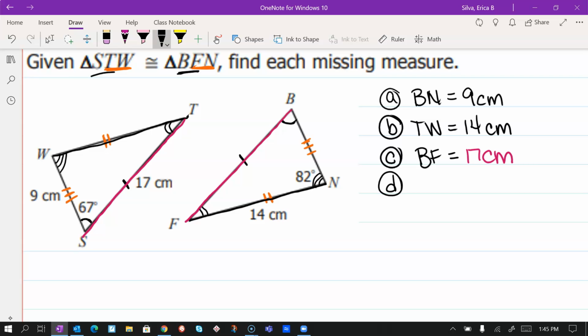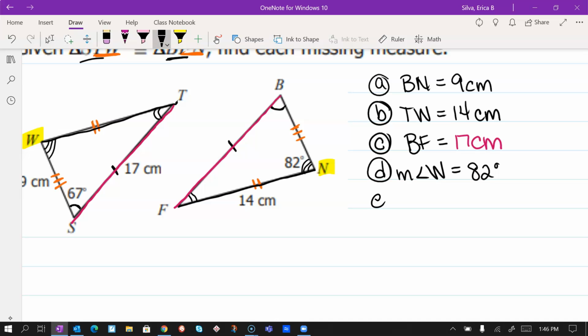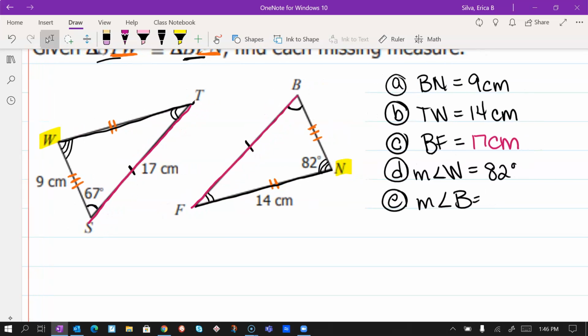And now we're going to look at the angle measures. So the measurement of angle W. What would be the measurement of angle W? What is angle W congruent to? Right, angle N, which is 82 degrees. Thank you, Samaya. Then letter E is going to be the measurement of angle B. And what is congruent to angle B? Angle S. And angle S is equal to 67 degrees.